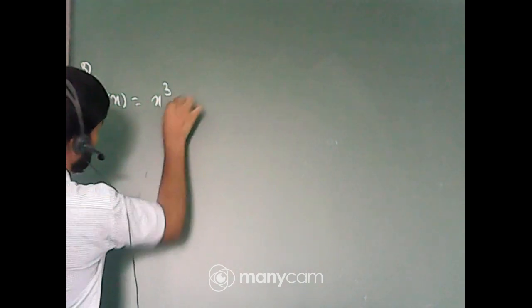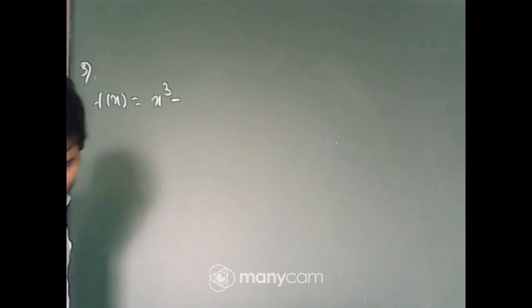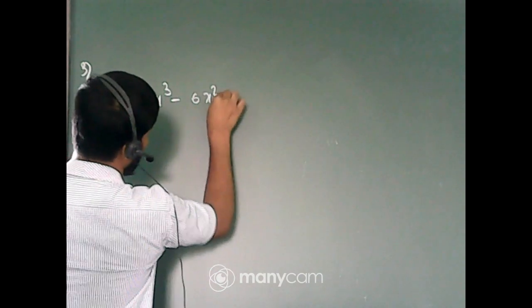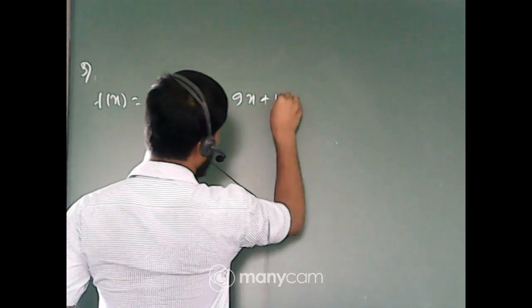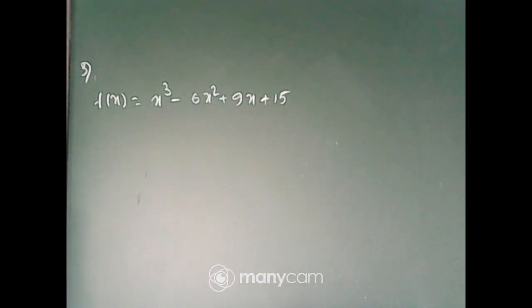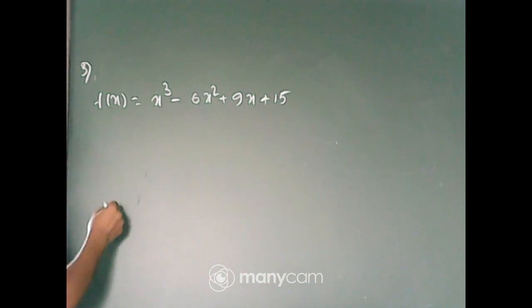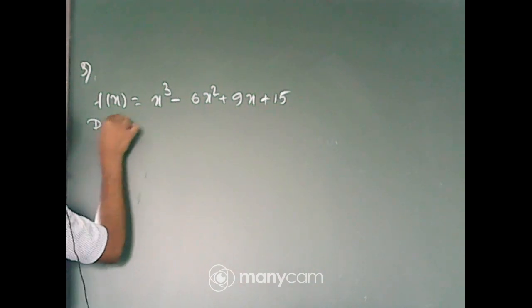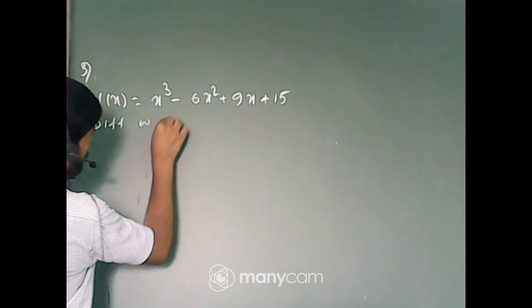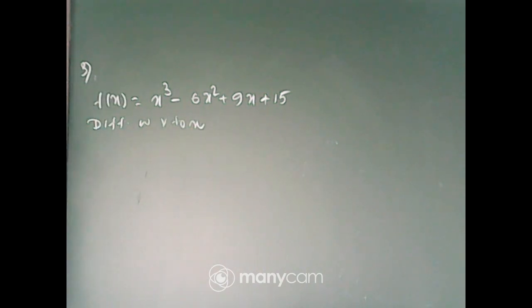Okay, so question number 5 is f of x is equal to x cube minus 6x square plus 9x plus 15. We have to find the maximum value or minimum value of the function if it exists. Okay, so the process is the same. f of x is given, differentiate it. So differentiating with respect to x, do the differentiation.